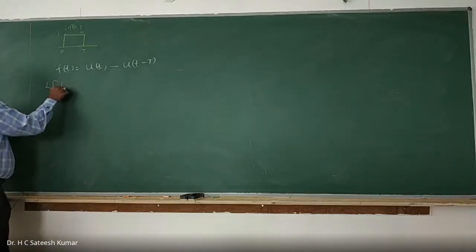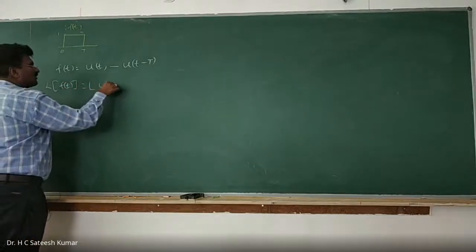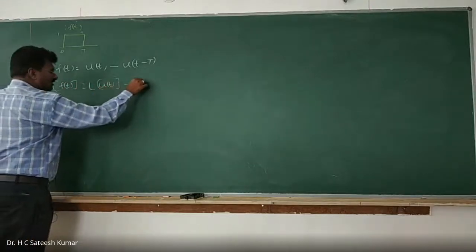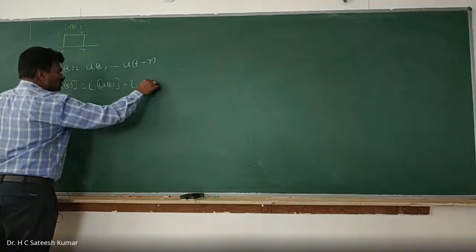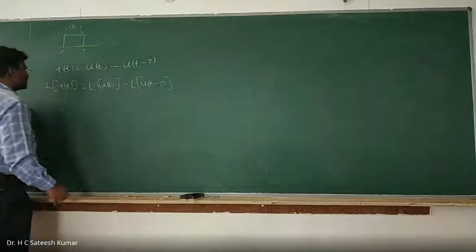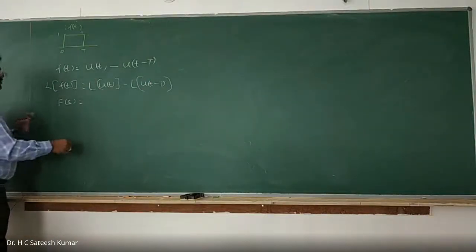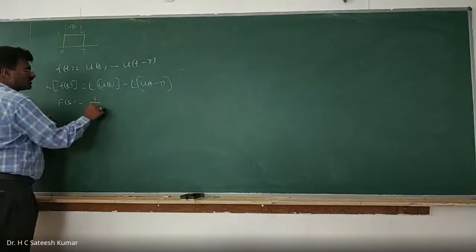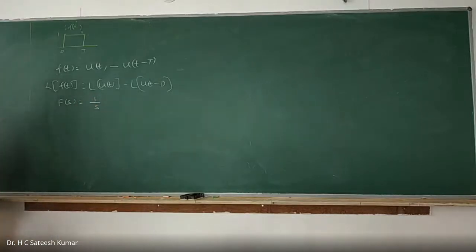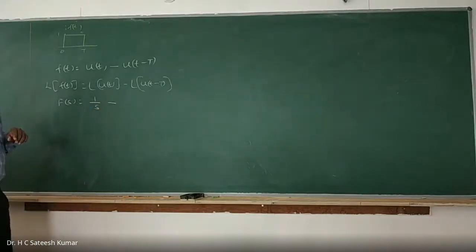Laplace transformation of f of t is equal to Laplace transformation of u of t minus Laplace transformation of u of t minus T. So this is nothing but F of s. Laplace transformation of u of t is what? 1 by s, a standard one. Minus Laplace transformation of u of t minus T.